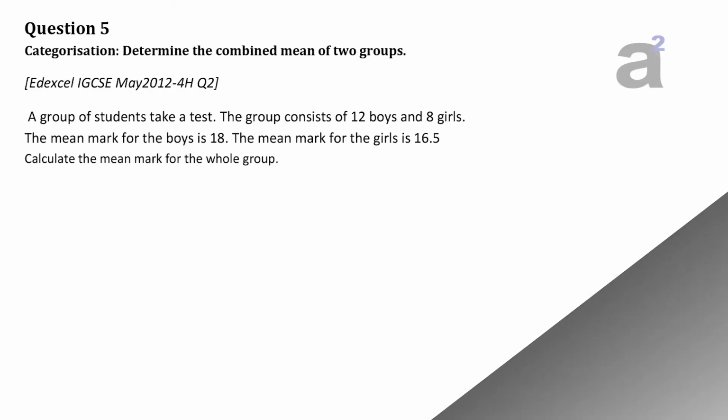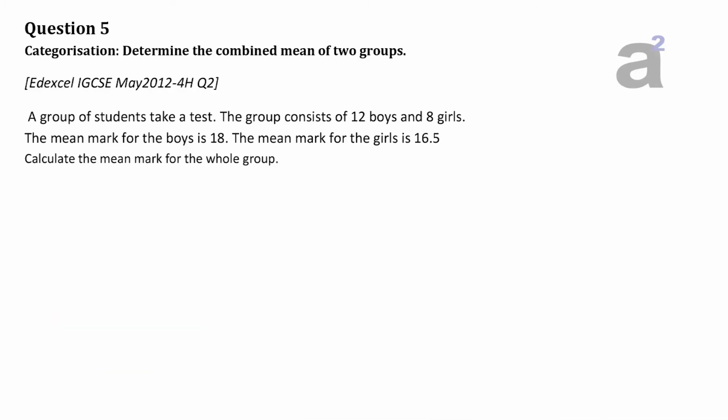Next question. A group of students take a test. The group consists of 12 boys and 8 girls. The mean mark for the boys is 18. The mean mark for the girls is 16.5. Calculate the mean mark for the whole group.